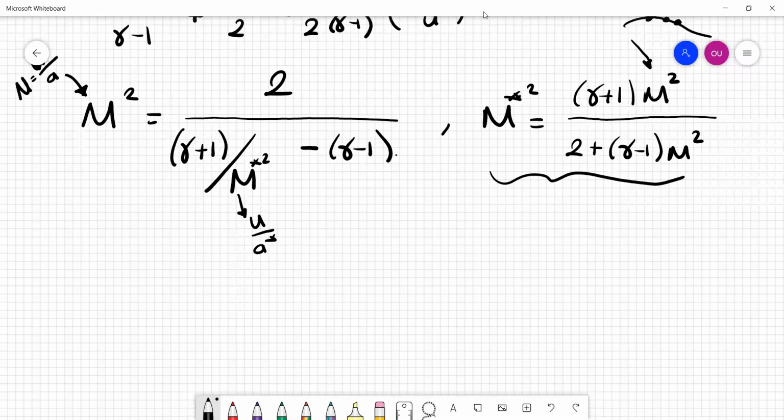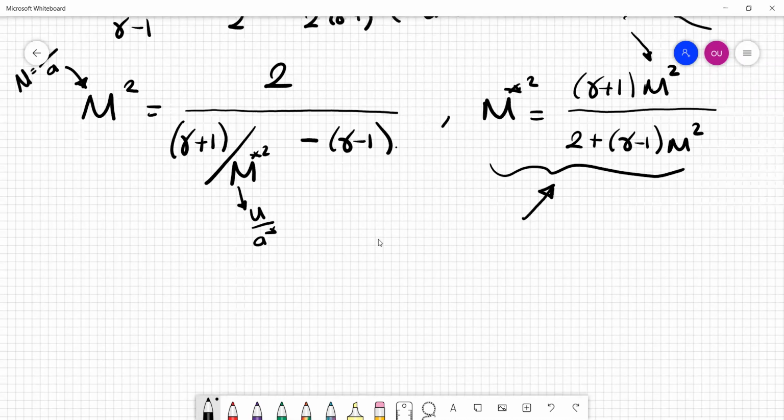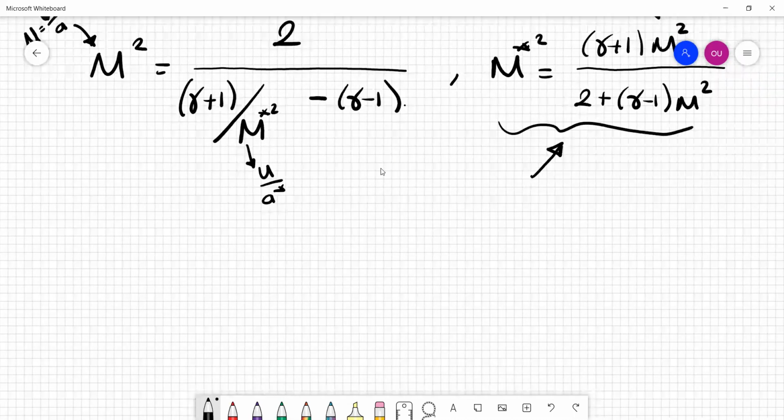We will actually derive an equation related to that. So it's therefore very important. But anyway, this equation here that we derived, M star is actually a function of Mach number, or vice versa, the left equation here.